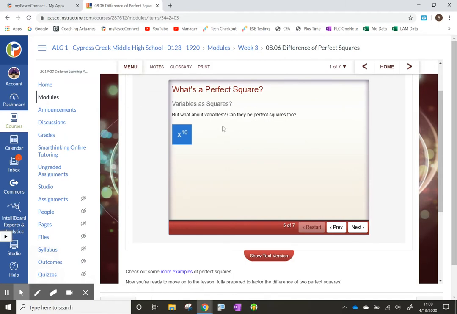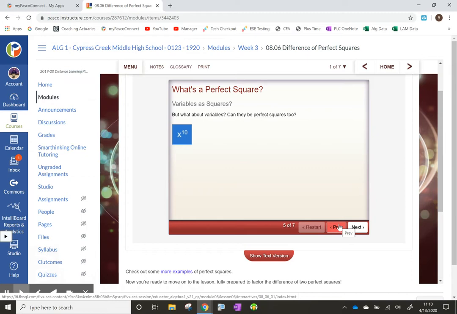Next, variables as squares. Basically, if your variable has an even number exponent, it doesn't matter if it's a perfect square even number or not. If it's an even number, it's a perfect square. So x to the 10th power is a perfect square, because it's the result of x to the 5th power times itself. x to the 5th power times x to the 5th power makes x to the 10th power. Okay, so even numbers work that way.